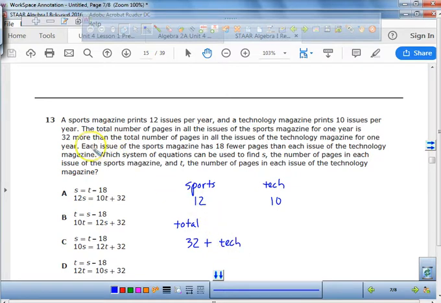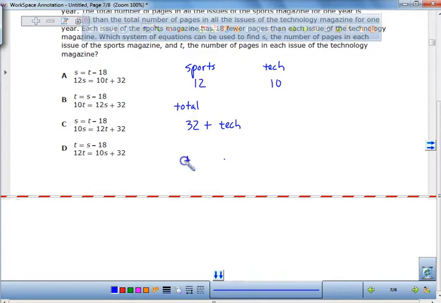Now, each issue of the sports magazine has 18 fewer pages than each issue of the technology magazine. So each issue of the sports magazine is what? 18 fewer pages than each issue of the technology. So what does 18 fewer mean? That's going to be the tech minus 18.